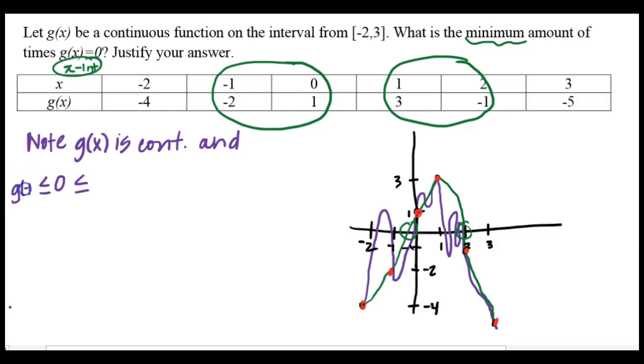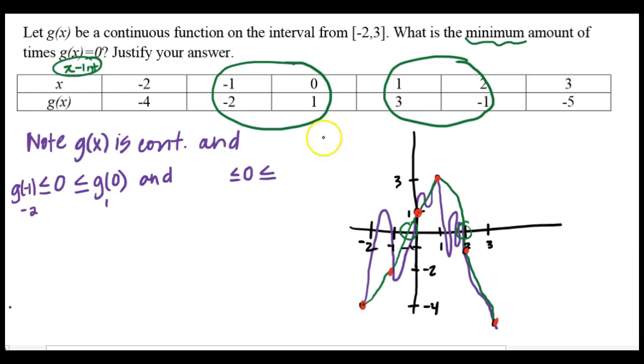So g of -1 is less than 0, is less than g of 0. So I'm using that function notation. It's like saying -2 goes here and 1 goes here. But remember, we're not actually going to write that. We're just thinking it. So note g of x is continuous, and 0 is between g of negative 1 and g of 0, and 0 is also between g of 1 and g of 2, but I have to put the smaller value first. So remember, right here, negative 2 was less than 0, was less than 1. So in order from least to greatest, I have negative 2, 0, and 1.